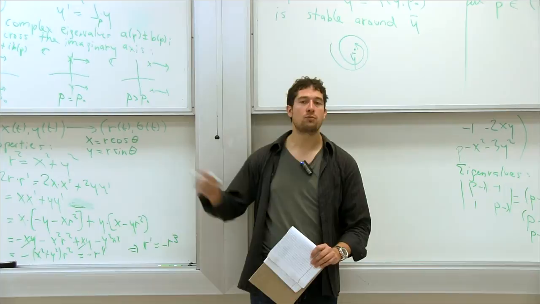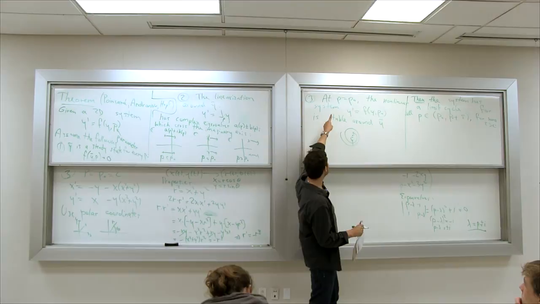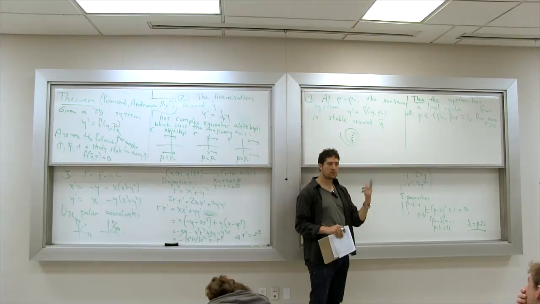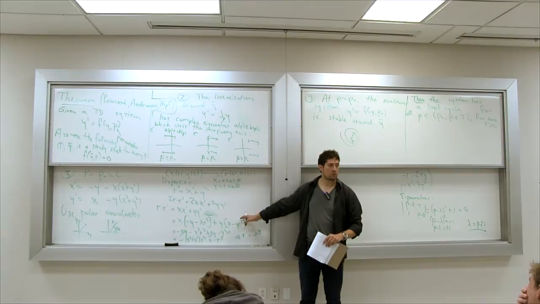All we want to show is that 3 holds, so that for p equal to p 0, if you start near 0, you converge to 0. That's what stable means, right? So if you start with some small r, you converge towards 0.